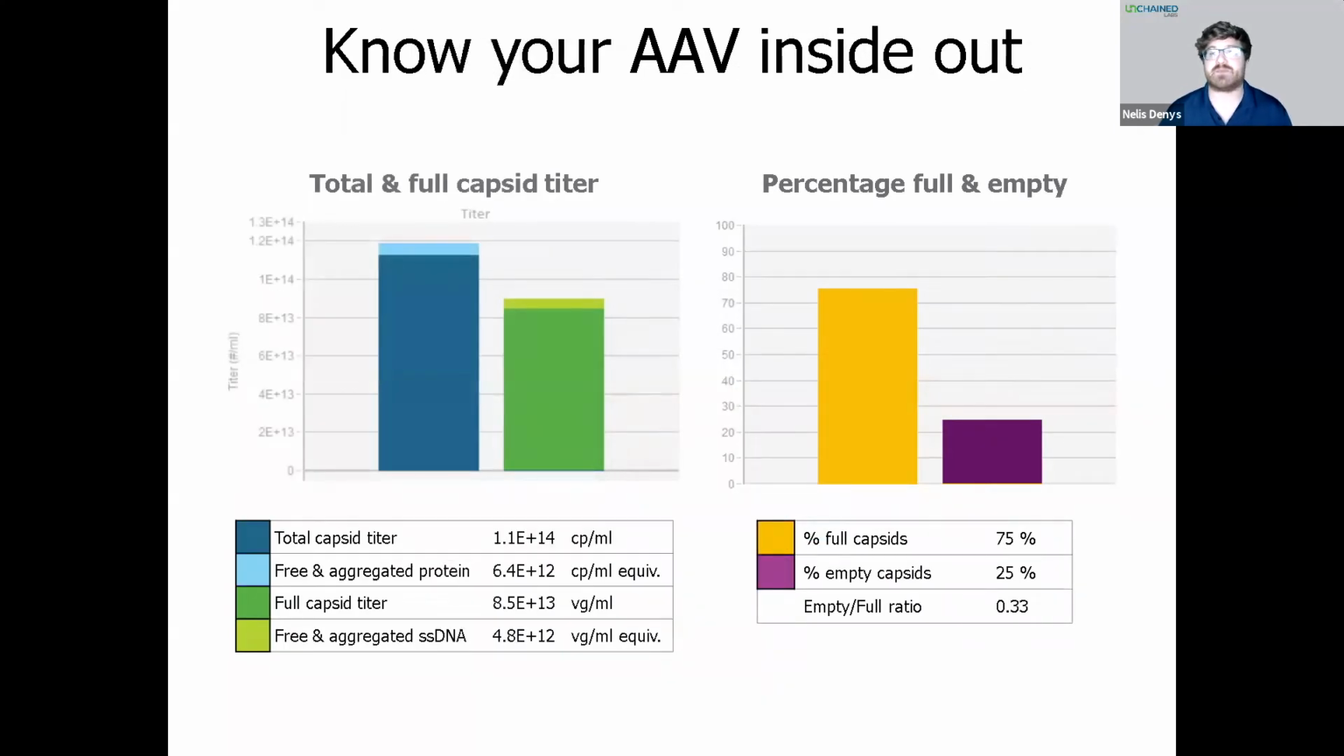Now here's that same data showing how Stunner helps you know your AAV inside out. Dark green divided by dark blue is percent full, which is shown in yellow, and purple is percent empty, which is just the remainder. Empty full ratio is percent empty divided by percent full, and so purple divided by yellow. If your preferred term is CP per VG ratio, that will be just the inverse of our percent full number.